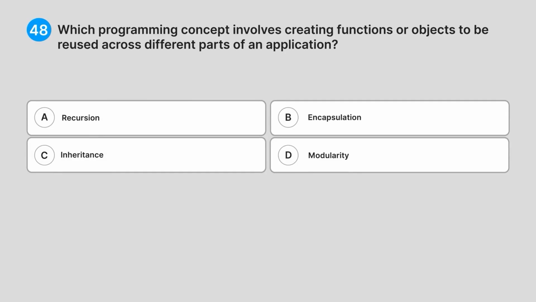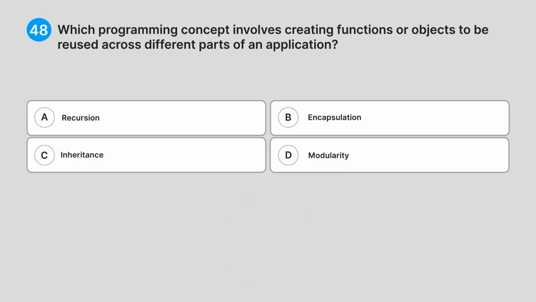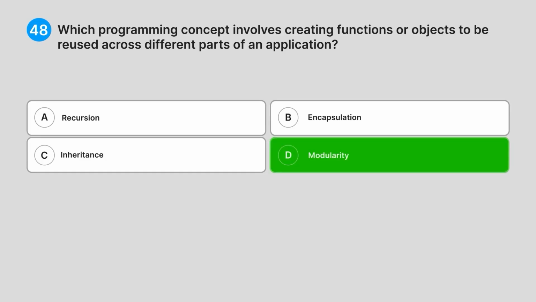48. Which programming concept involves creating functions or objects to be reused across different parts of an application? A. Recursion. B. Encapsulation. C. Inheritance. D. Modularity. Can you guess the answer? Correct answer, D. Modularity.